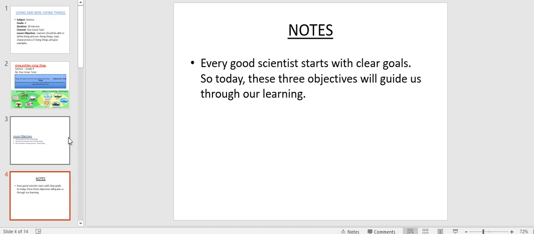Every good scientist starts with clear goals. What are clear goals? A goal is something that you want to achieve. So by this note, every good scientist starts with a clear goal. Every good scientist knows what he is aiming for, knows what he wants to achieve. So today, the three objectives that we have heard above will guide us through the learning.